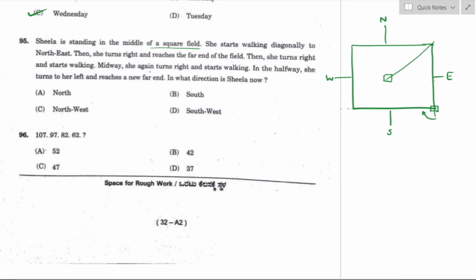At midway she again turns right and starts walking. So when she goes in this direction, at midway means she will be in this position. Then she starts walking means she will be going to this position. So she will be reaching again back to the original position, that is center of a square field. In the halfway she turns left and reaches the new far end. So from this position she is turning half of left means she will be going to northwest direction. So the correct answer is option C.